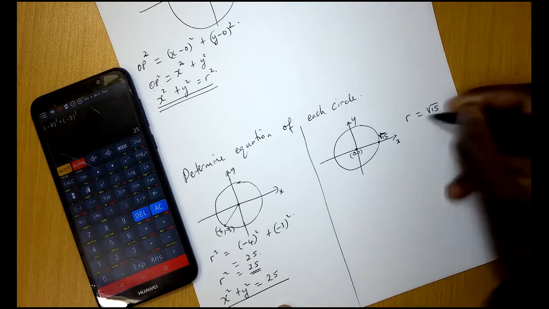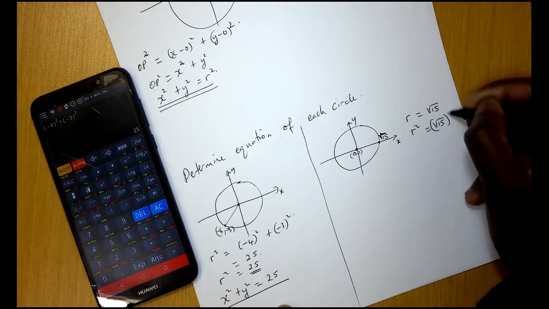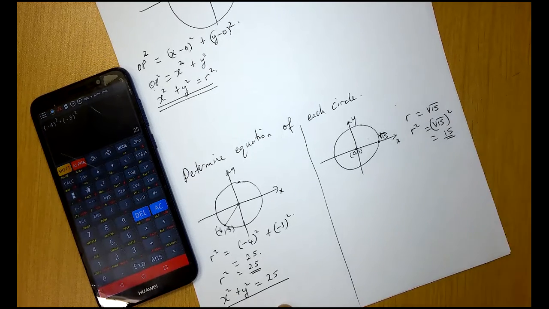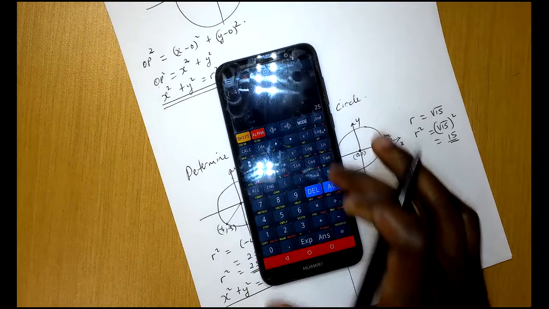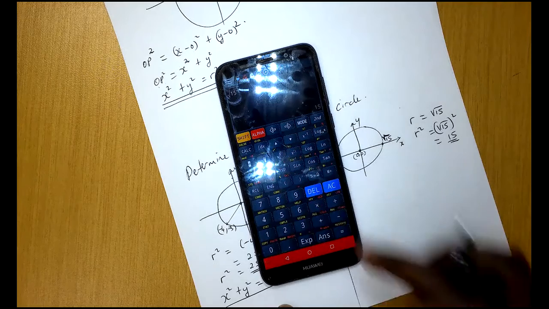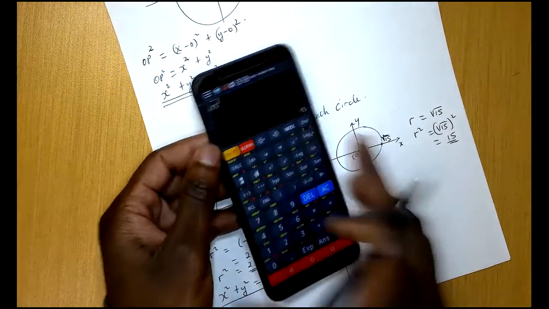But our r squared becomes root 15 squared. So root 15 squared is 15. That's what we have there. So we find root 15 squared, you get 15. That's what you must know there.